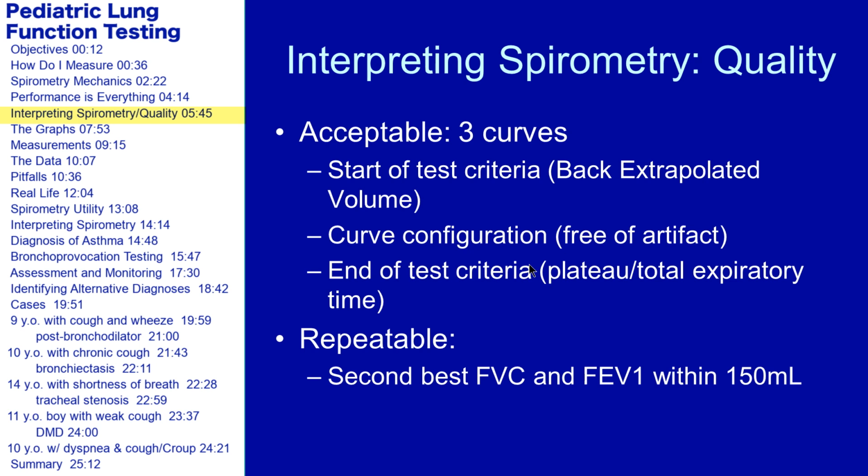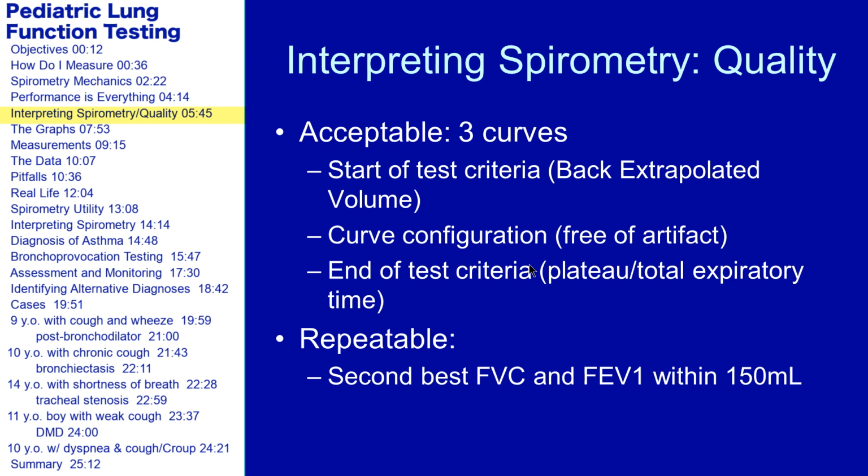The criteria for acceptability include start of test criteria, which is called the back extrapolated volume, and that's essentially making sure that you didn't leak out air before you started recording, or before you started to really get your best blast out. The second is looking at curve configuration to make sure that it's free of artifact. And then the end of test criteria, which is that when you look at your volume time curve, that the patient blew out to the point where there was not more than a minimal amount of extra flow per time, and so the curve looks like it plateaus.